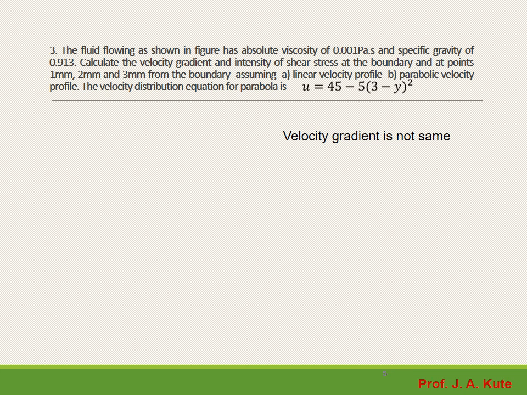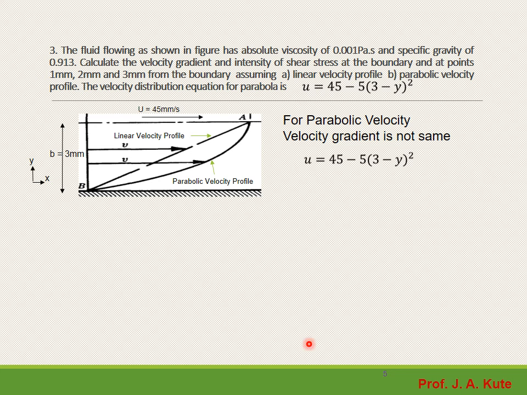Now talking about the parabolic velocity profile, the velocity distribution is given. u is equal to 45 minus 5 in bracket 3 minus y bracket square. Now how to obtain the velocity gradient? It's very simple. Differentiate this velocity distribution equation with respect to y. You will get du upon dy as 10 in bracket 3 minus y. Here the constant term vanishes upon differentiation, because differentiation of 45 with respect to y would be 0 as it is a numerical quantity.